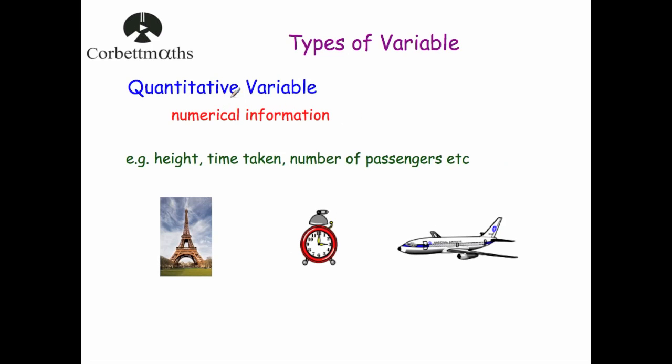Next, quantitative variables or quantitative data, and that's numerical information such as heights of buildings, time taken, numbers of passengers. They're all given as numbers, so they would all be quantitative variables.